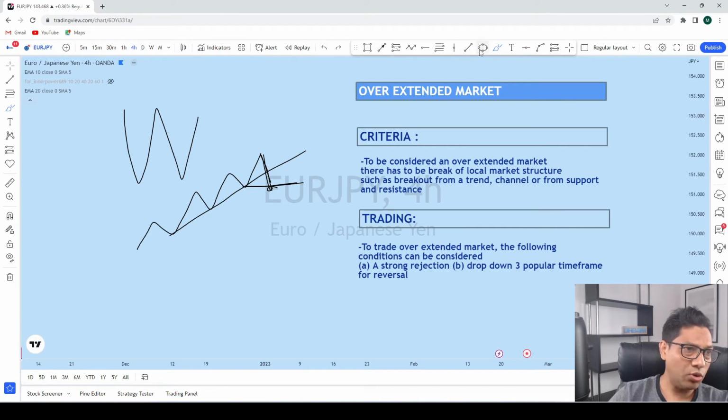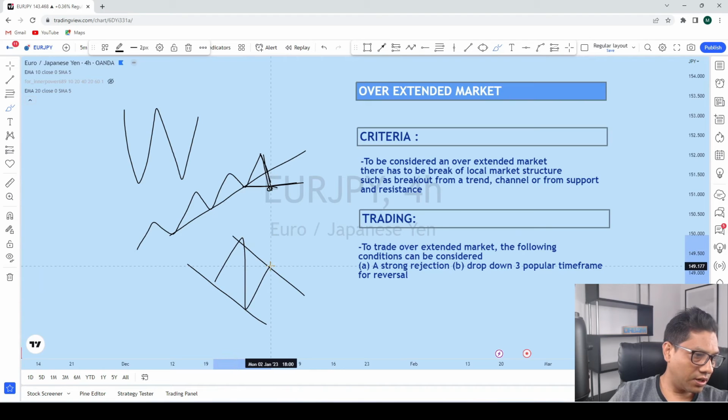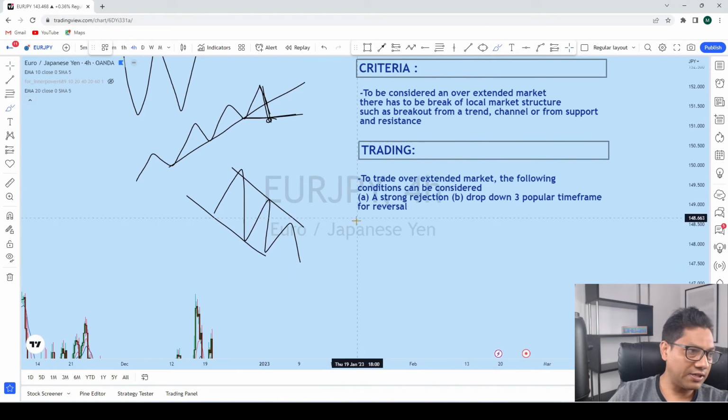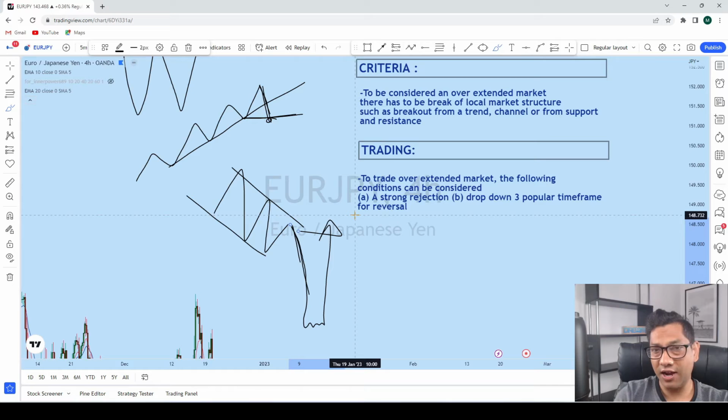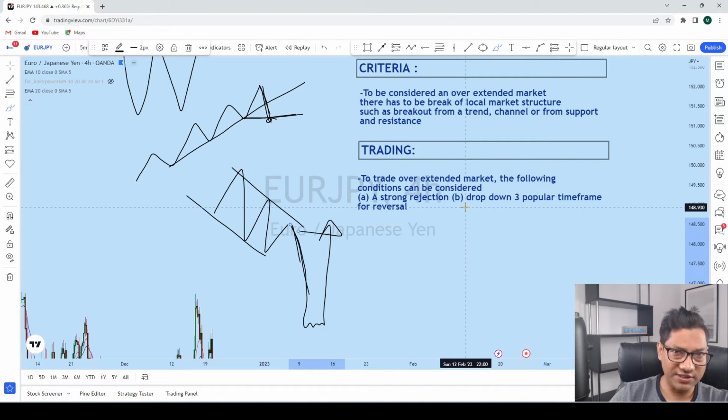So there are many other ways you can identify it. Let's say a channel, a market moving in a channel, creating a series of lower highs and lower lows, and suddenly the market breaks out of the channel, even in the direction of the trend, creates a strong impulse, creates an overextended market, and then immediately goes up. So these are the criteria you will consider to understand an overextended market: a break of local market structure. Now let me give you a couple of examples, then we will come back to this chart again to understand the criteria of trading in an overextended market.